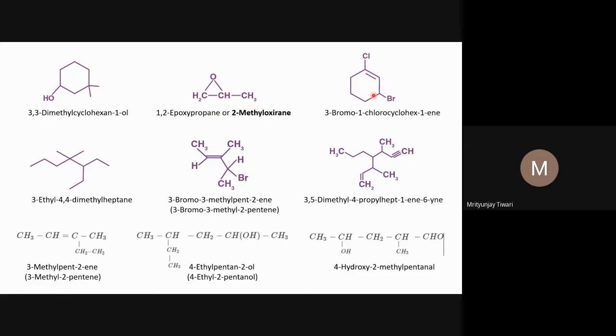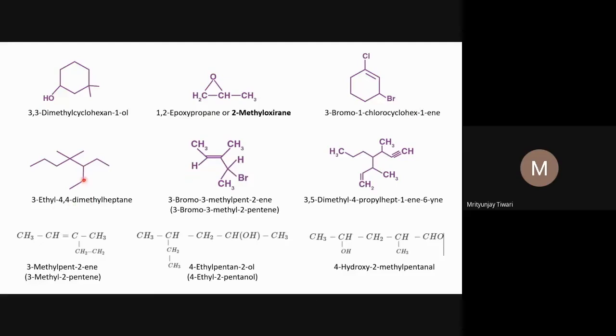Now in this compound, the numbering will start from what? The double bond position. If we start not from here, then it will get a higher number. So we'll start numbering from this position, 1, 2, 3. So this one will become 3-bromo-1-chlorocyclohex-1-ene, or 3-bromo-1-chlorocyclohexene.